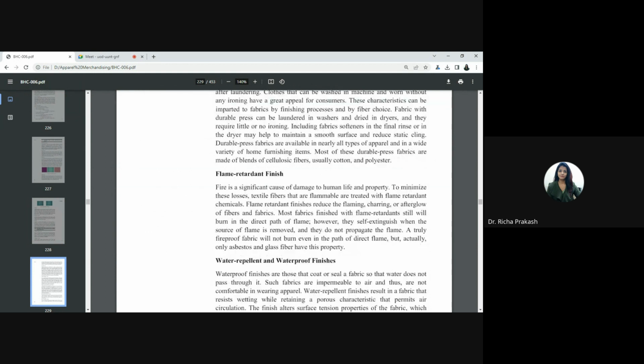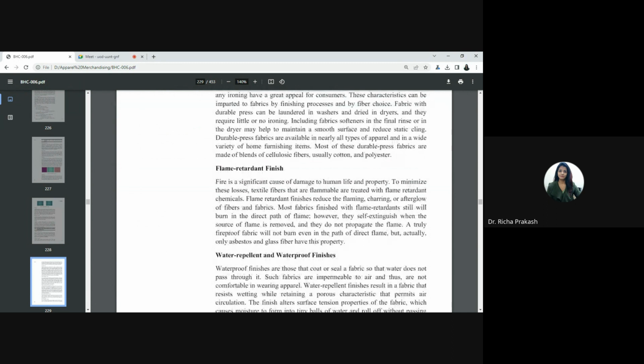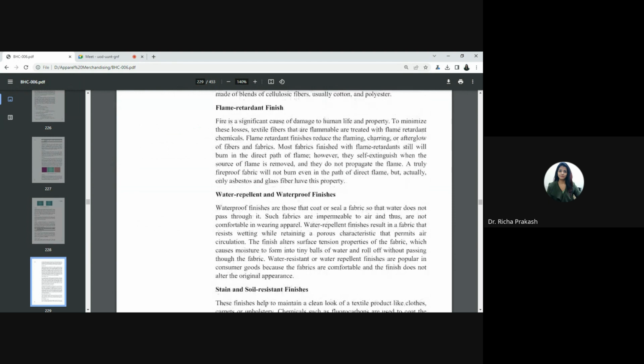Same way, you have durable press, flame retardant, which will retard the flame, so the fabric won't catch fire. Water repellent or waterproof finishes. Waterproof is something that kind of seals the top layer of the fabric, so water does not pass through it. So basically, whenever water falls on something, it will just fall away. It will just go away from there.